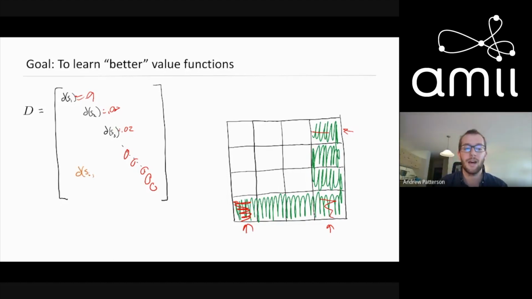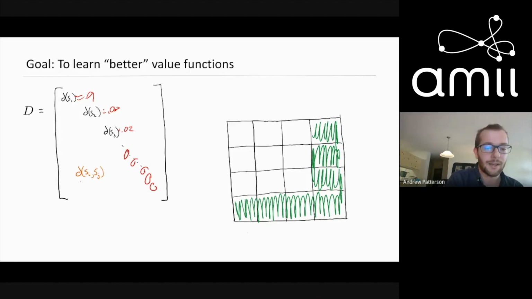So that's D. For most of this talk, when I talk about D, I'm just going to assume that D is equal to the visitation distribution under my target policy. I'm going to stay totally in the on-policy case for this talk. A lot of this extends to off-policy, and it's actually where most of it stems from, but it's easier to talk about in the on-policy case, so that's where I'm going to hang out.